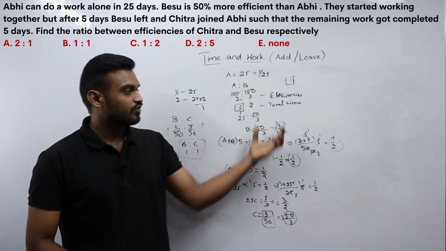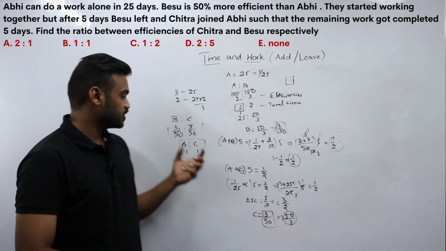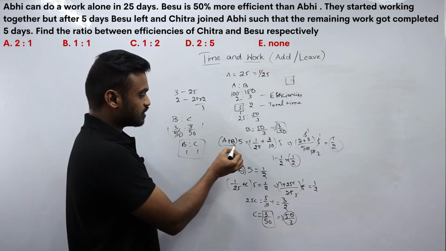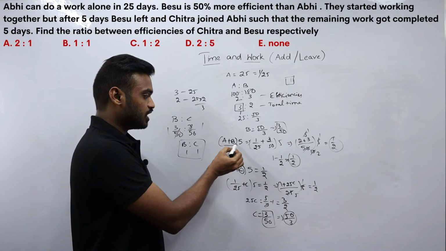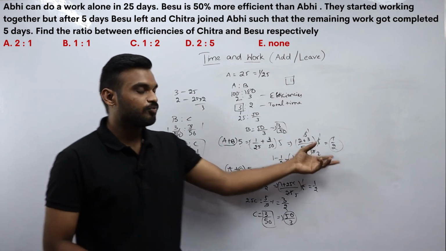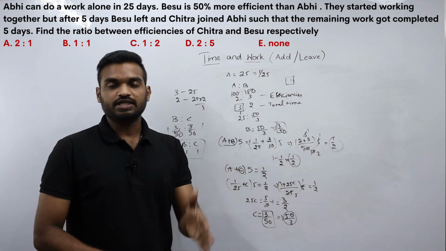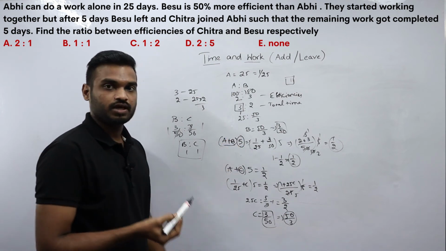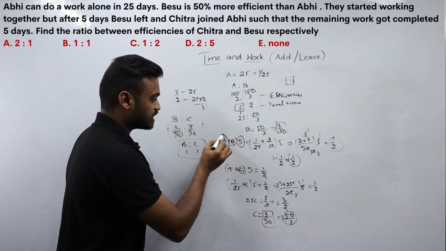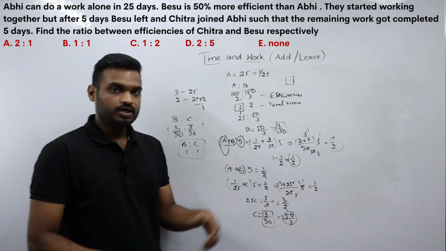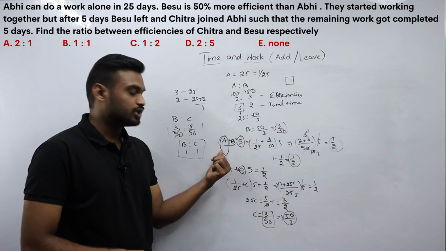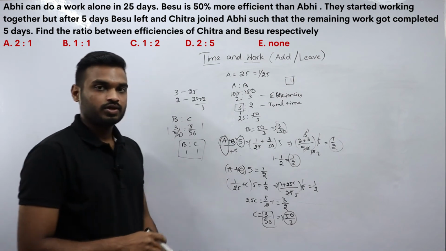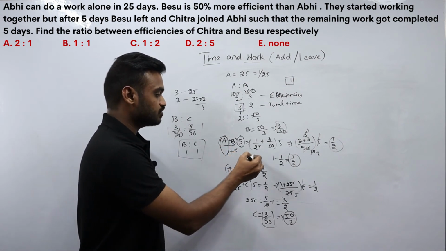Even without solving all these calculations, we can simply say the ratio is 1:1, because Abhi and Besu have worked for 5 days, so they have completed half part of the work. Then Abhi and Chaitra have worked the same time. In both the cases the time is the same and Abhi is constant. So the only change is Besu and Chaitra, so we can simply say the ratio is 1:1.